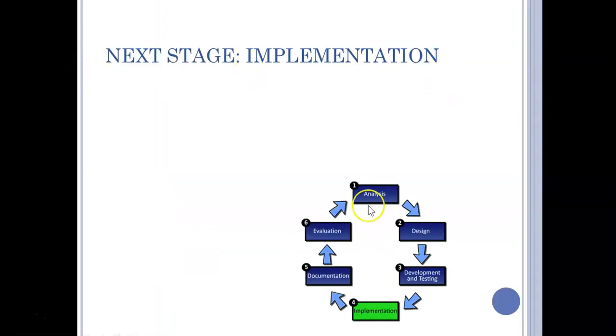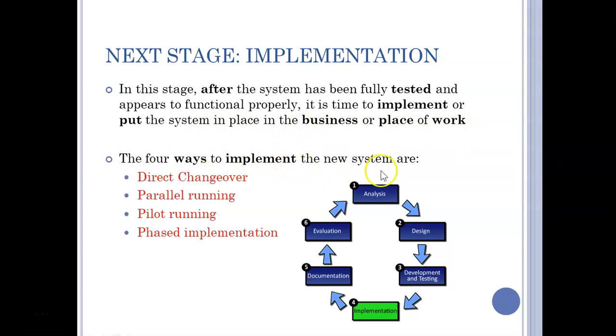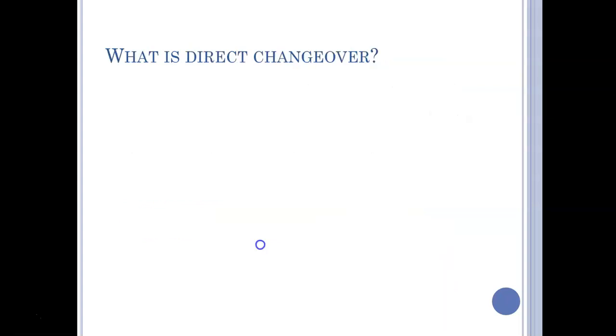So the implementation stage is the fourth step in systems analysis. In this stage, after the system has been fully tested and appears to be functioning correctly, it is time to implement or put the system in place in the business or place of work. So the four ways that we can implement the new system: there's direct changeover, parallel running, pilot running, and phased implementation. So these are the four ways that your textbooks describe how the system can be implemented into your business.